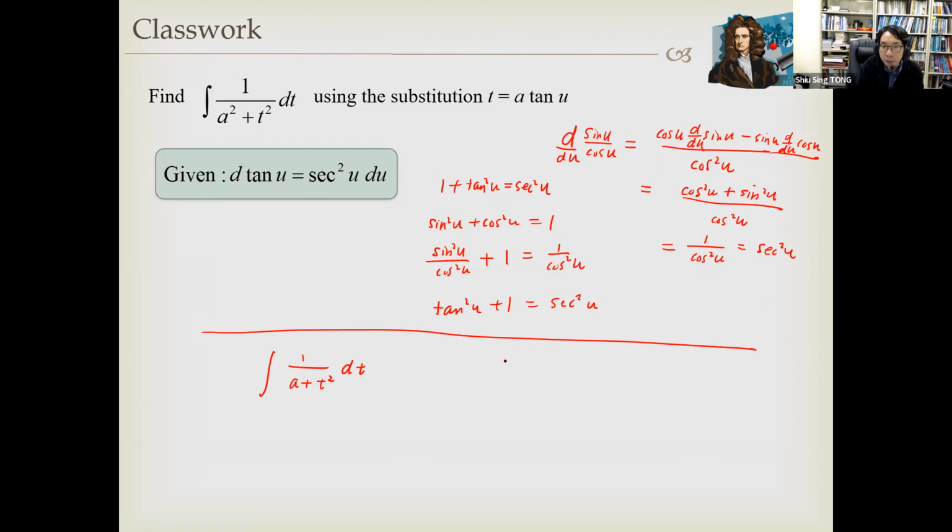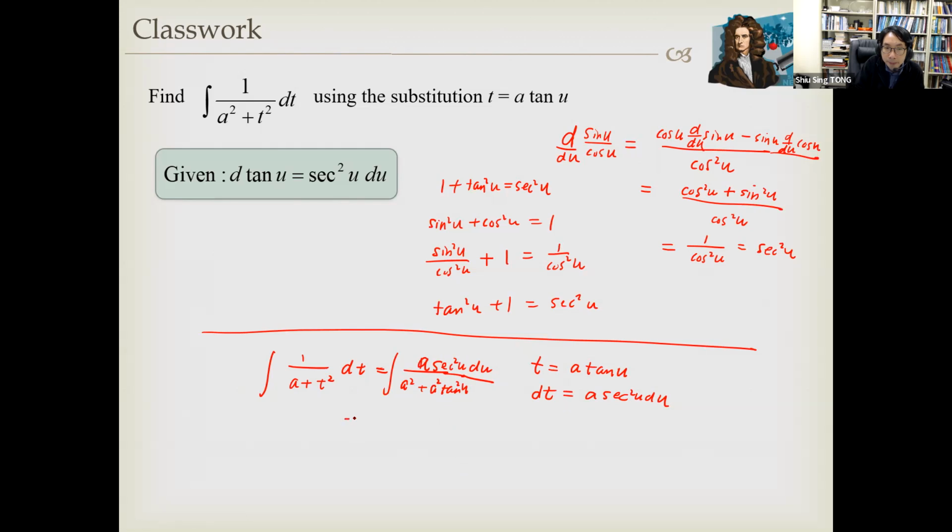Let's make the substitution t equal to a tangent u. So now if you find dt, it should be a secant square u du, right? So that is dt. And here we have a squared plus a squared tangent square u, and then in the numerator, we have a secant square u du. Is that right? I just substitute the t into here, and I just use this expression for the dt.